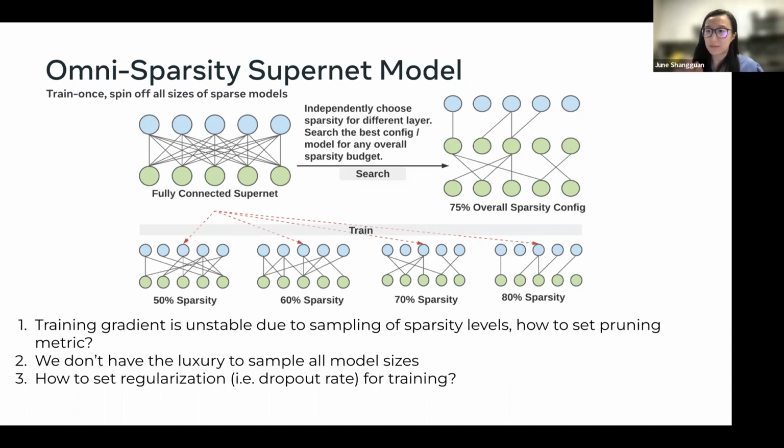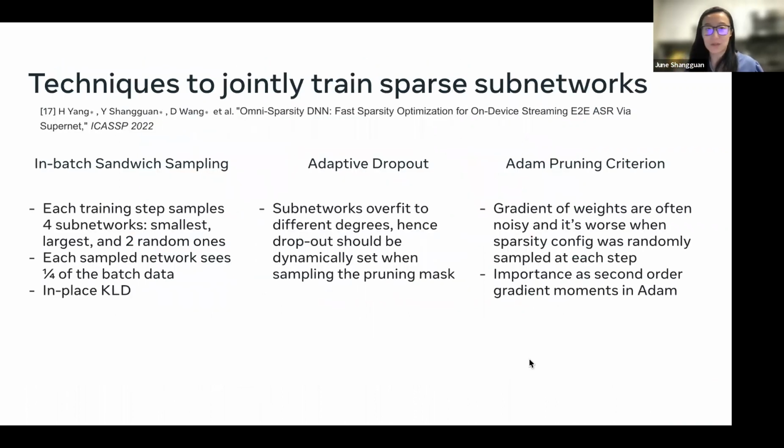The second problem is that we do not have the luxury to sample all kinds of possible models from this one single supernet. And the third difficulty is that regularization of the model should be adjusted to the model size. We all know that the smaller your model, maybe the less regularization it should have. And so we actually came up with 3 different mechanisms to solve these problems.